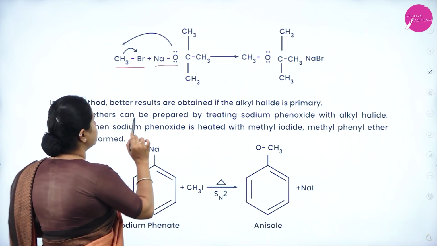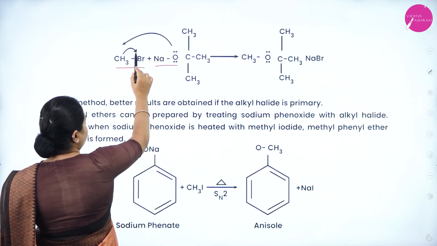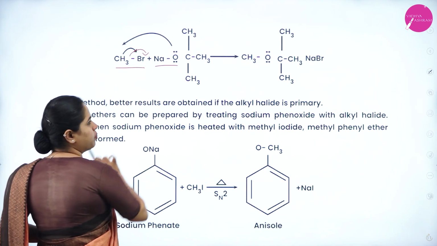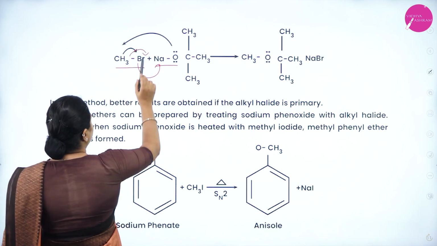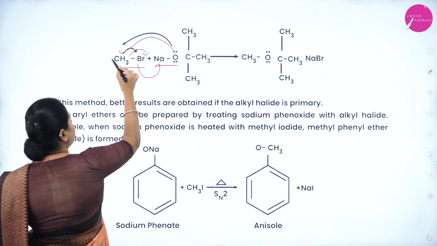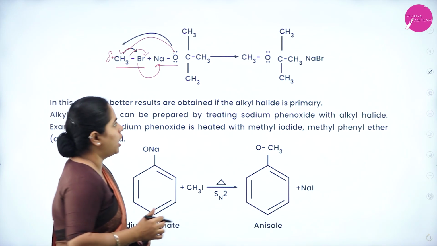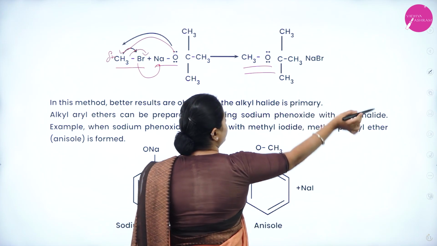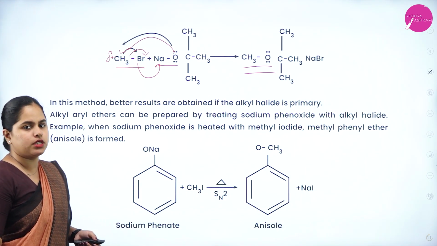So now what happens here? Because bromine is more electronegative, it will take up the shared pair of electrons towards itself. So this shared pair of electrons now it is with bromine and bromine will combine with sodium and form sodium bromide. Now what is here? Oxygen will donate its electron to the carbon because now carbon has got a partial positive charge, so that the oxygen will form a bond with the carbon. So what you are going to get? That CH3 and O will form a bond and sodium bromide will be eliminated. So tertiary alkoxides also undergo Williamson's synthesis.